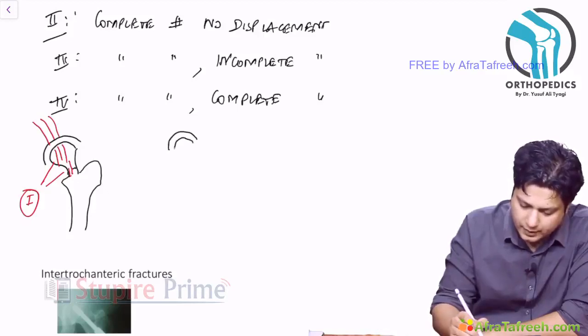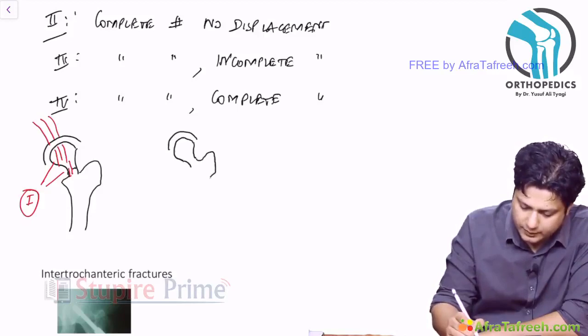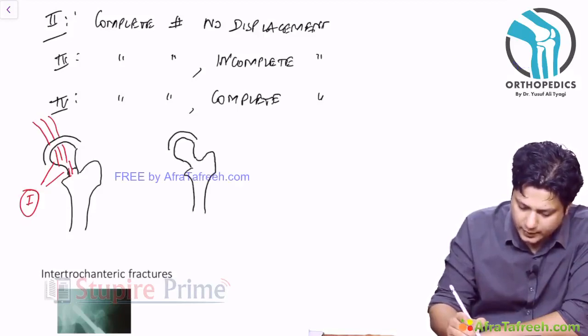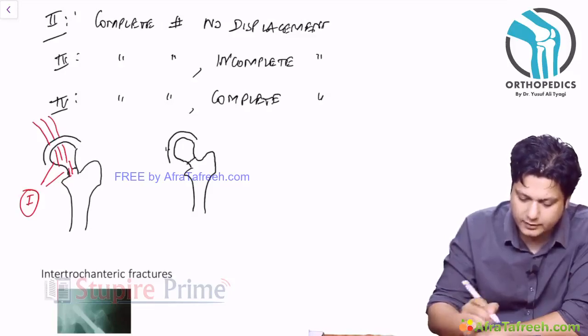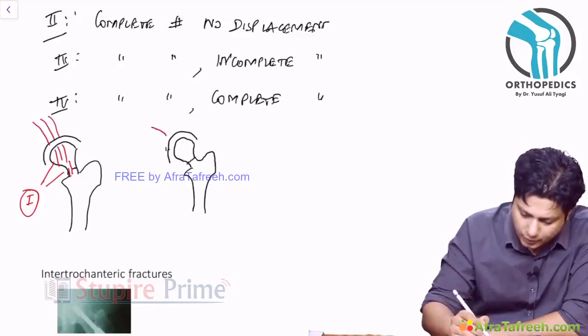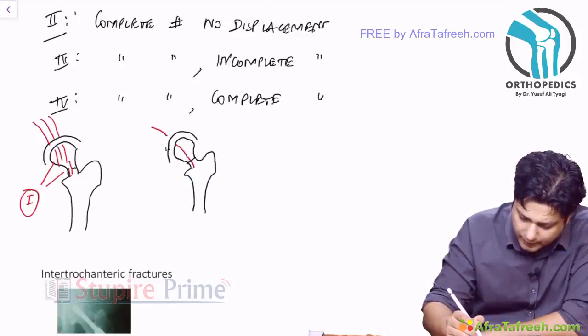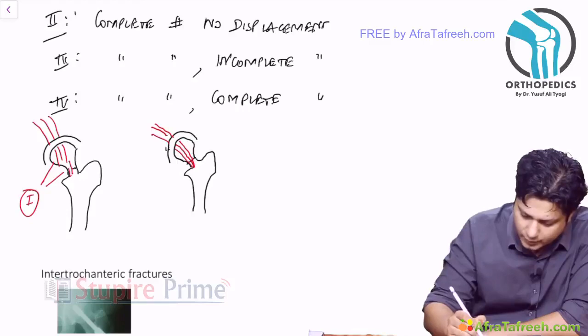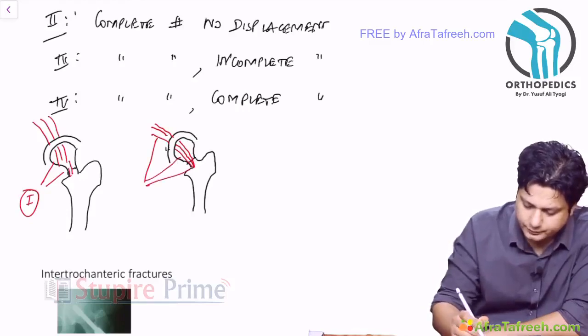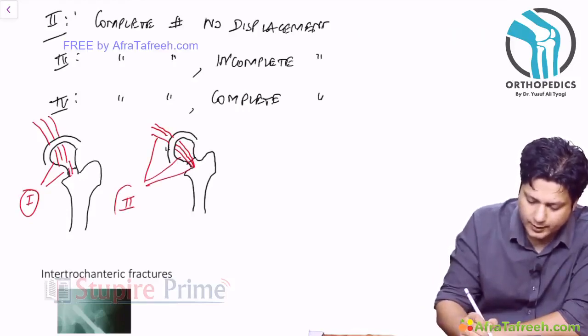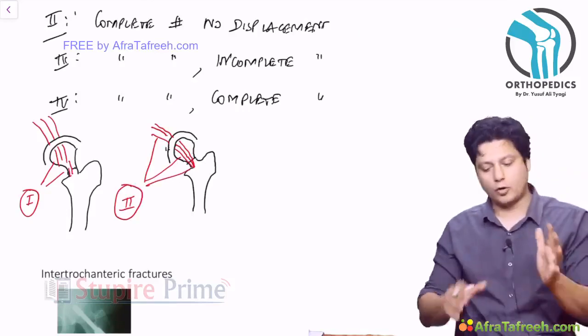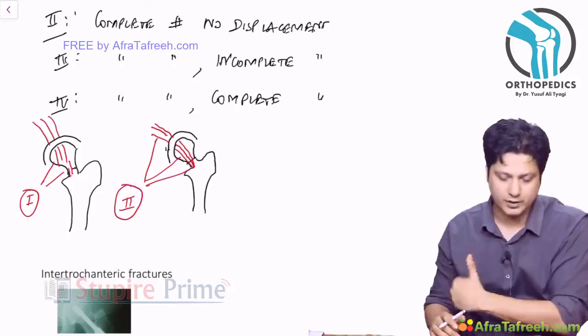If this is the head of the femur, neck of femur, this is greater trochanter and lesser trochanter. Because the fracture line, although it is complete, has no displacement at all, all the three trabecular patterns will have a smooth alignment, according to type 2. The trabecular pattern of all the three will have a smoother kind of alignment.